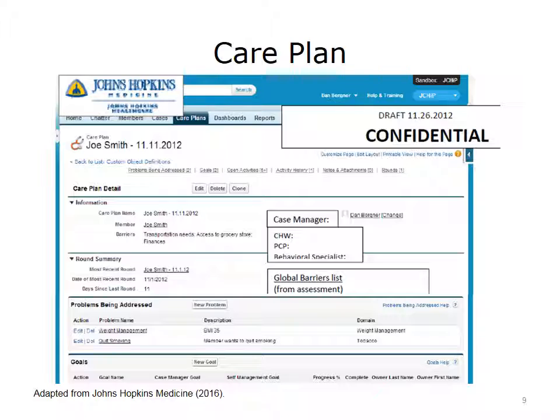And this rounding summary includes the identification of some of the global barriers that need to be addressed, as well as some of the problems to be addressed, such as weight management. The patient's BMI is over 35, and smoking cessation. The care plan also includes the specific intervention goals. This is a very quick summary, but at least it gives you a sense of everyone on the team, looking at the same care plan and planning interventions with the patient accordingly, developing goals, self-management goals, and then tracking progress toward those goals.